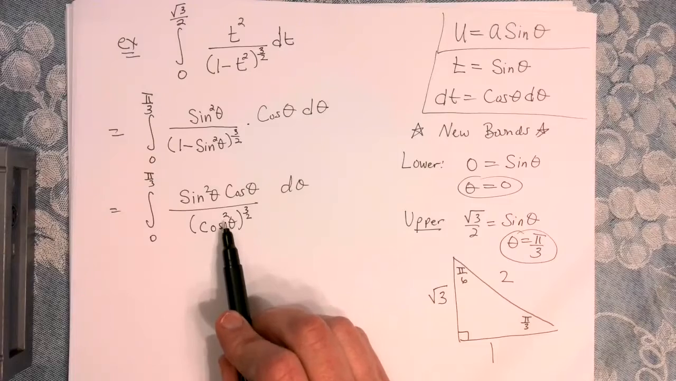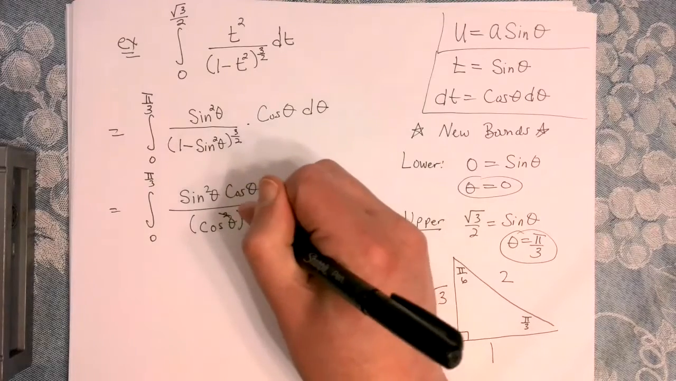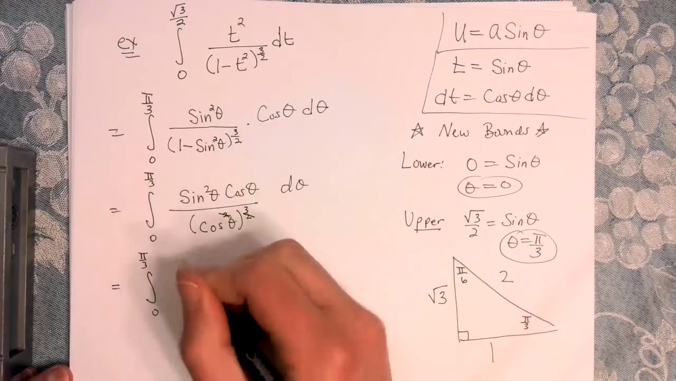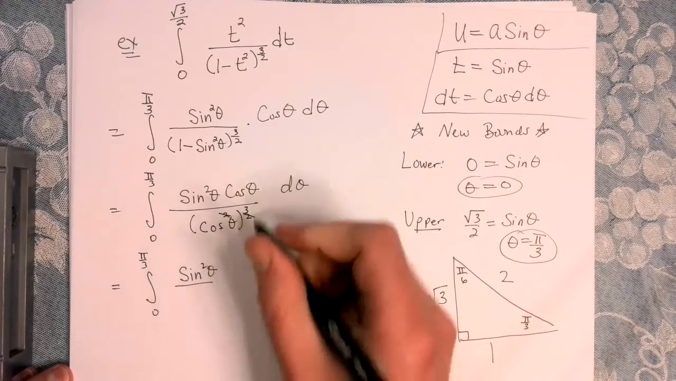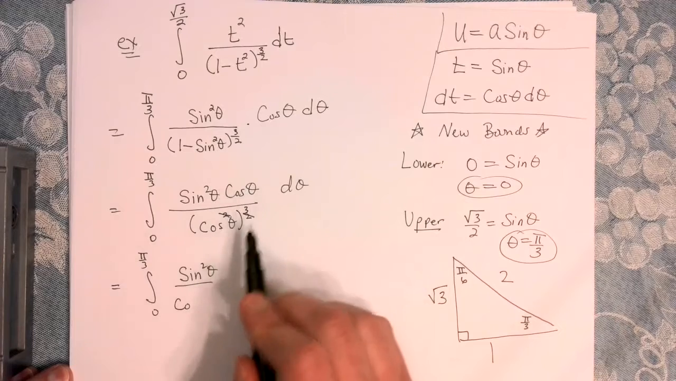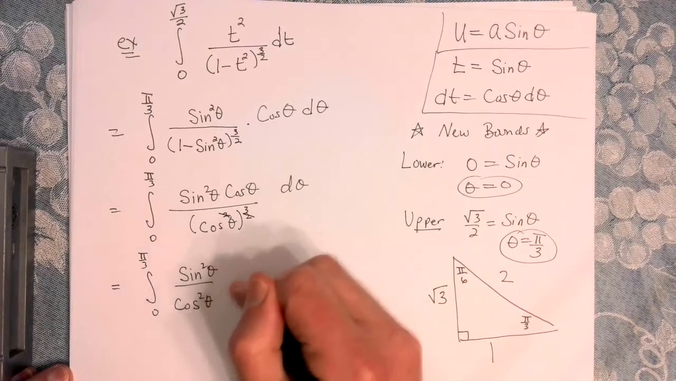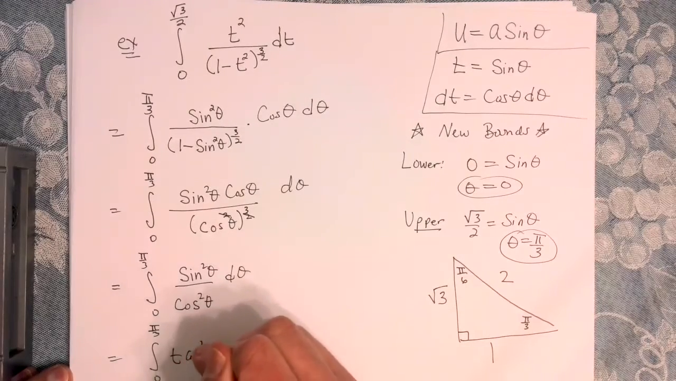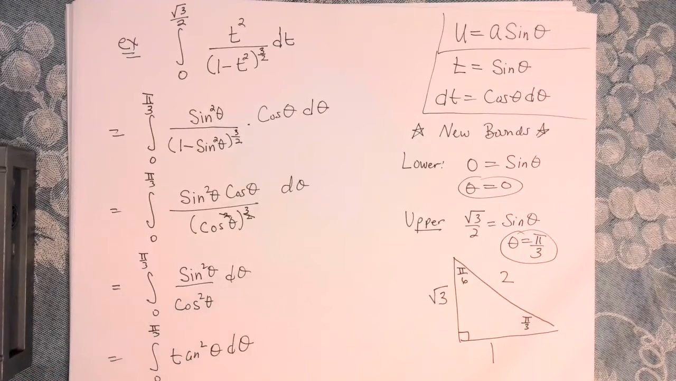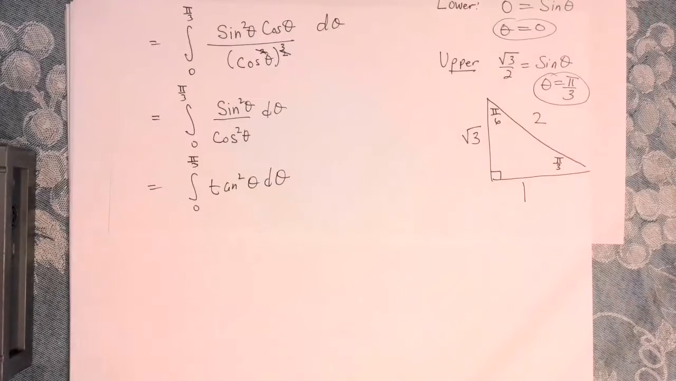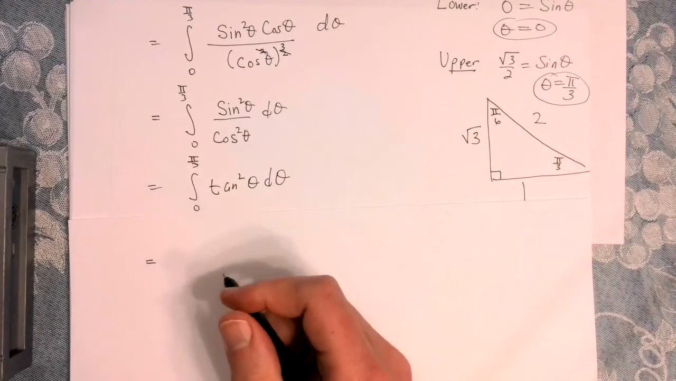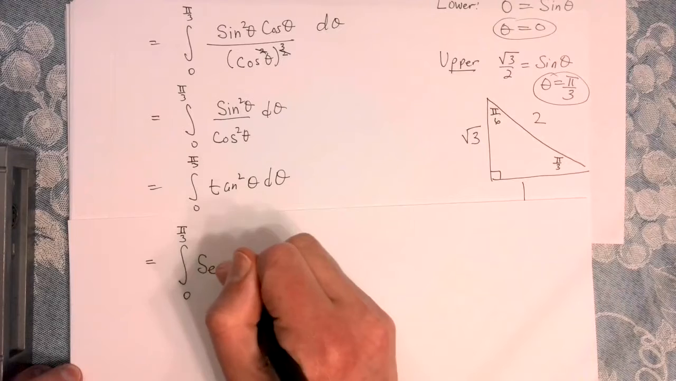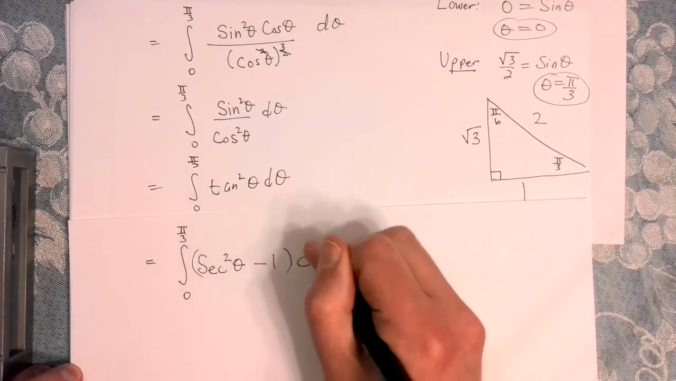Now, if it helps, you can put that 2 over 1. You'll see that the 2's will cancel. And that's really cosine cubed. So that's going to give me sine squared of theta over, when I reduce, cosine squared, right? Because I've got 3 cosines here, one copy will cancel, leaving me with cosine squared of theta d theta. But that's exactly tangent squared. This looks familiar. And we're going to use a Pythagorean identity to change that into secant squared of theta minus 1 d theta.